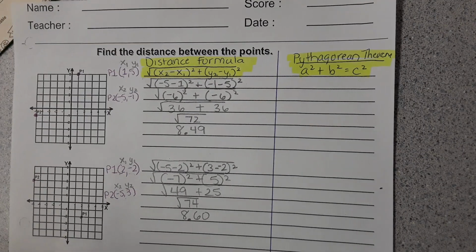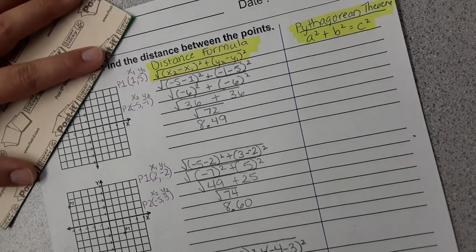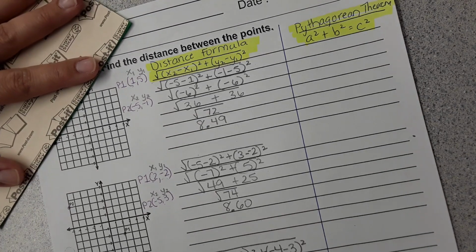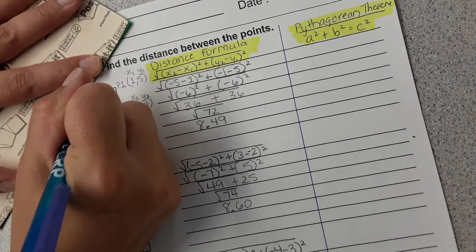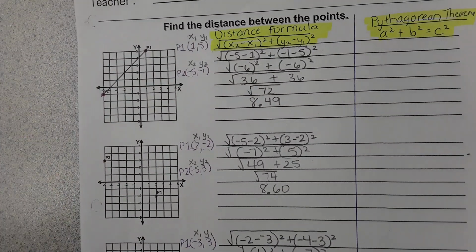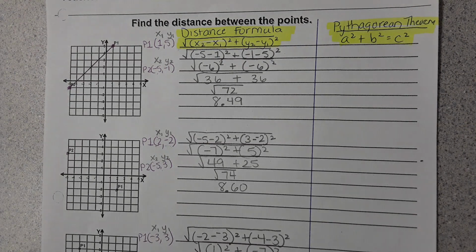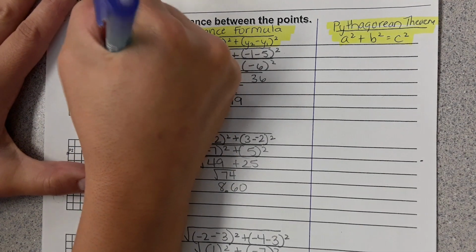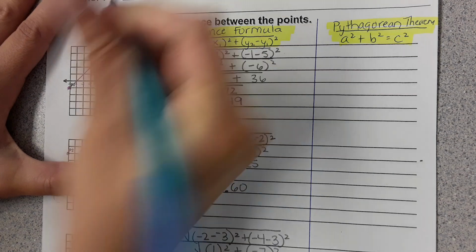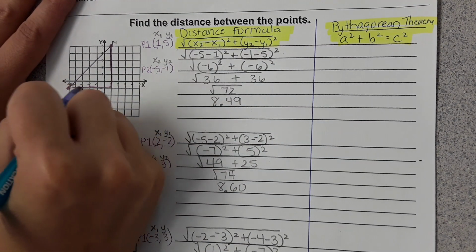Okay, so what we're going to do is connect our 2 points, and your ID works good as a straight edge here to connect the points. Okay, from here, we're going to draw a right triangle. The Pythagorean theorem is to find the length of sides of right triangles, so that's what we are drawing.